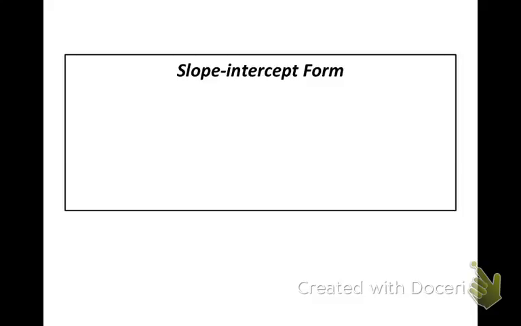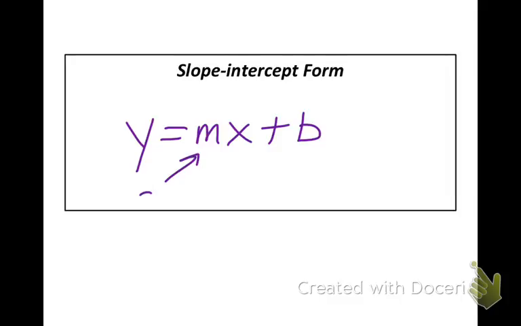What is our slope-intercept form? Y equals mx plus b. What does the m represent? Slope, good. What does your b represent? Y-intercept. Why do you think they care about the y-intercept and not the x-intercept?